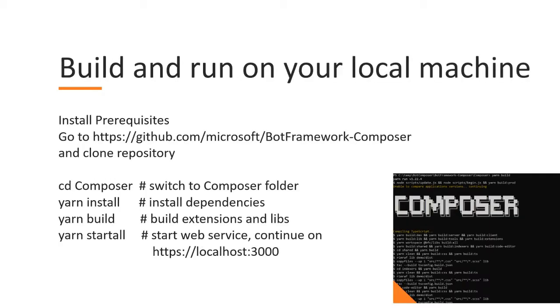So what are the first steps to do when you try to use it? Just go to the GitHub page. You can find the URL in my presentation for that. Clone the repository or download the zip, put it on a local folder, and it's really as easy as it's shown here. Just go to the composer directory and use yarn to install dependencies, build your bot on your machine, and just start it all. The Bot Framework Composer user interface will run on localhost port 3000, and there you will go with your browser to do all your ideas and all your magic.